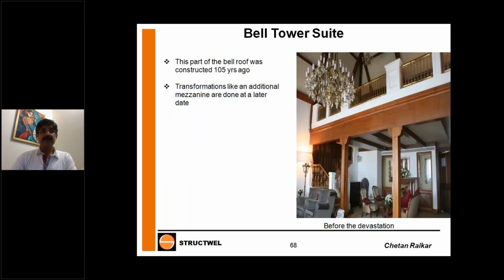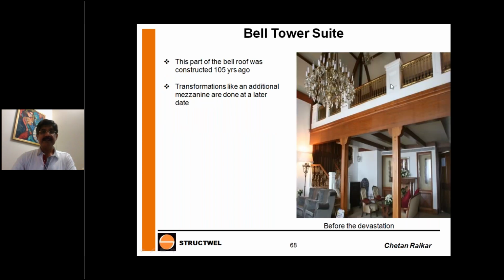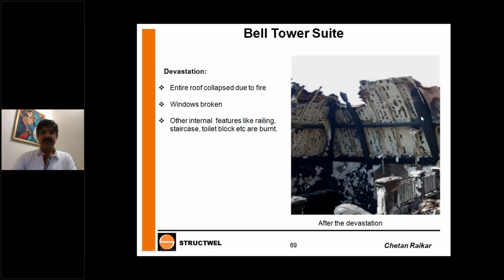This is how the Beltar suite looked before the terrorist attack, and this is how it looked after. If you see this pilaster of the handrail, I'll go back to the previous slide. This is the same pilaster. The angle is different. Here it is from the ground level, meaning from the 5th level you are showing the photograph, and in this case it's from the 6th level. But this is the dome which was burnt down, and it has fully collapsed.